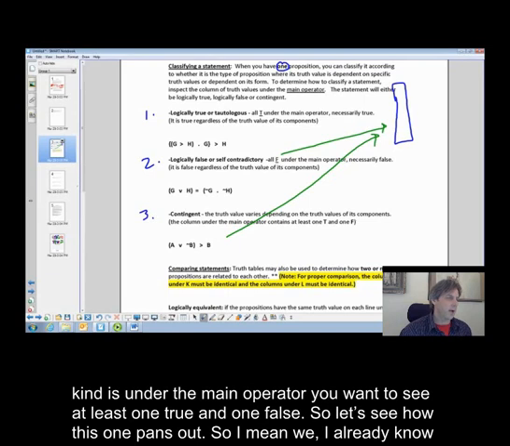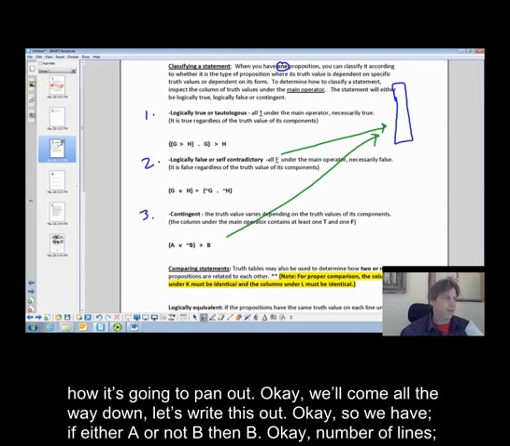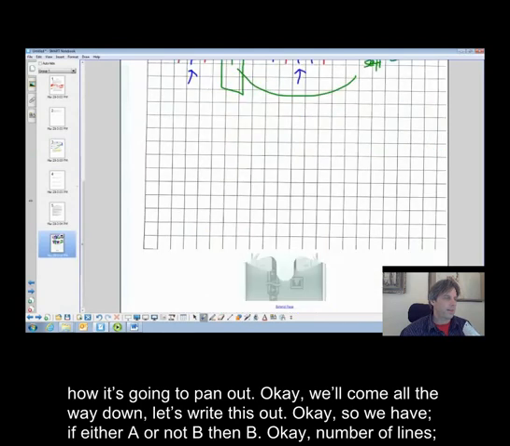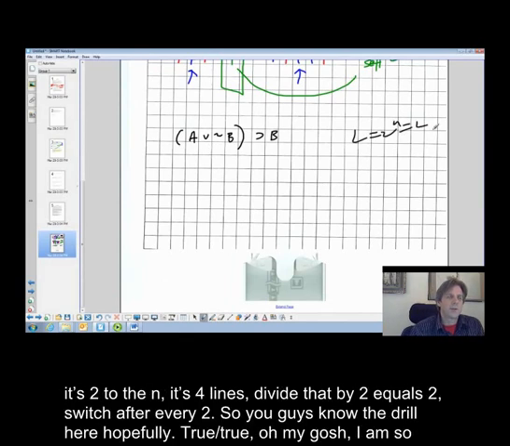Okay, so I already know how it's going to pan out, but okay, we'll come all the way down. Let's write this out. Okay, so we have if either A or not B, then B. If either A or not B, then B. Okay, number of lines, 2 to the n, it's 4 lines. You divide that by 2, equals 2, switch after every 2.